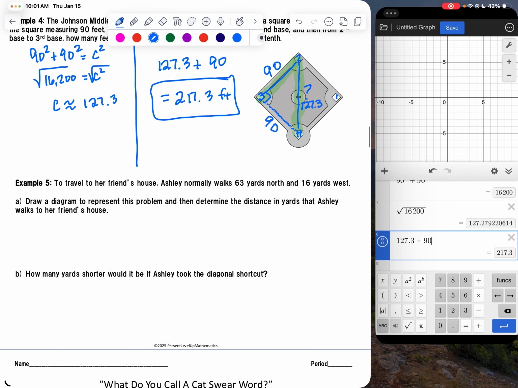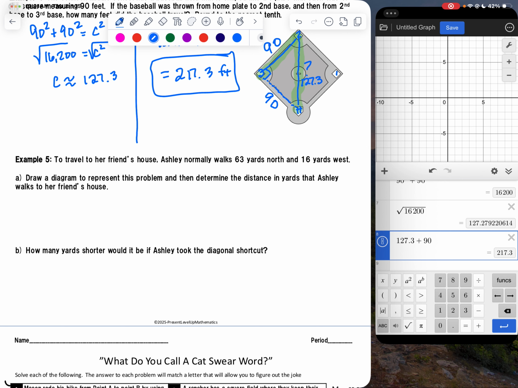All right, example 5. To travel to her friend's house, Ashley normally walks 63 yards north and then 16 yards west. Now, to answer this question, let me just remind you what a compass looks like. If you start here and you travel north, that means you're going up. So this is north, this would be south. And then on a compass, this would be west, this would be east.